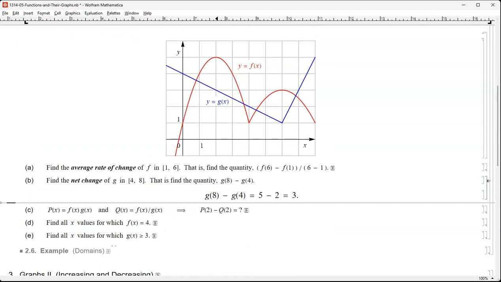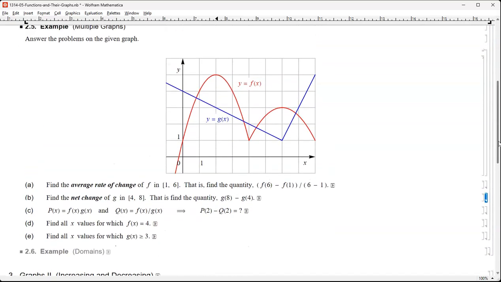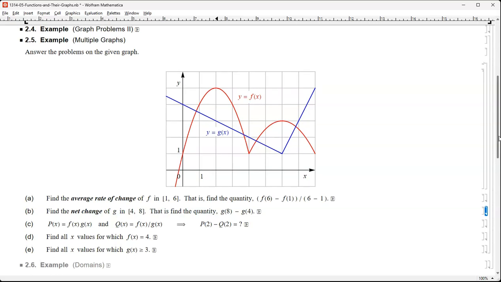So with these kinds of problems, I wanted to expose you to some terms. Average rate of change, what is it? Net change, what is it? But in the end, it is reading graphs. Given an x-coordinate, you can find out the function value by starting and then moving vertically and hitting a point on the graph, and then moving horizontally to find out the y-coordinate value.